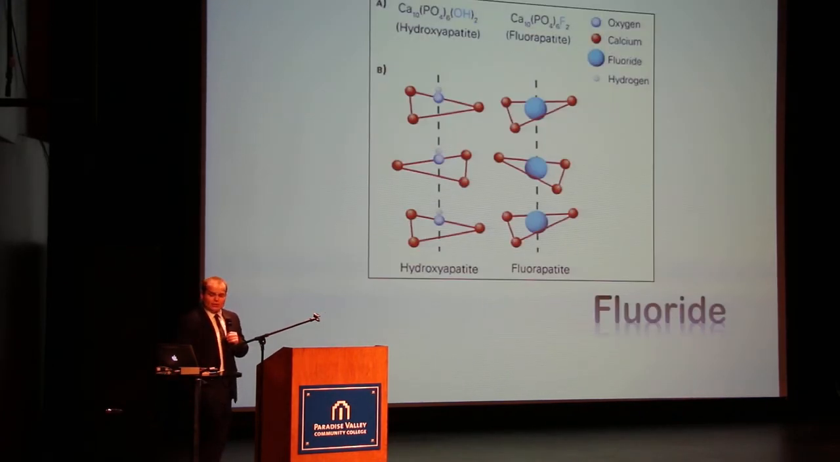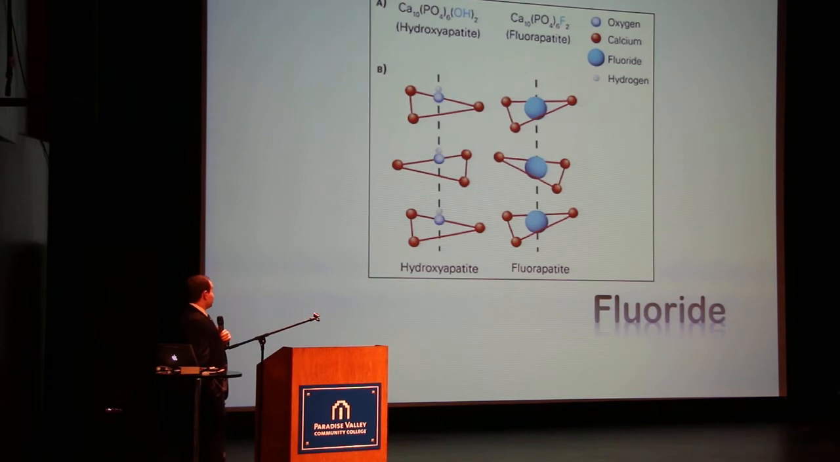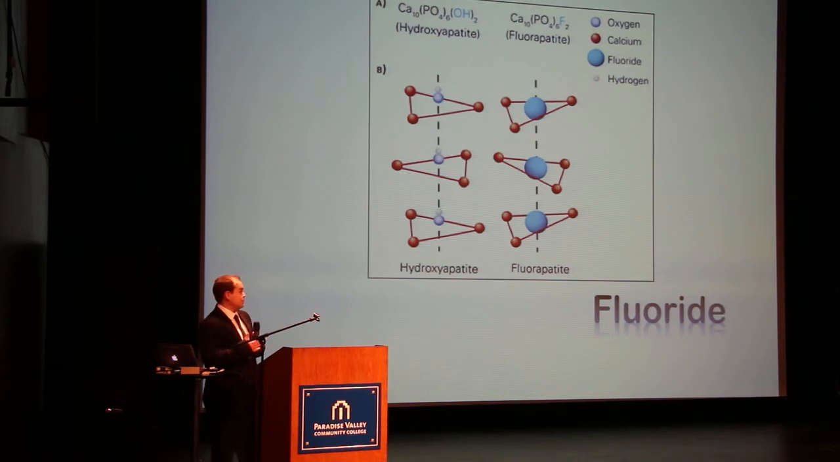This is an example of the effect that fluoride has on the tooth structure. What happens when we ingest fluoride in our mouth is the fluoride takes the place of the hydroxide. You can see the fluoride has a bigger structure than the hydroxide, so it's less likely to be penetrated by the chemicals, by the acids that are going to dissolve the teeth. It's going to make the tooth more dense.